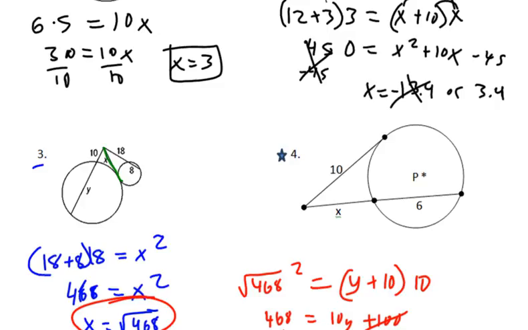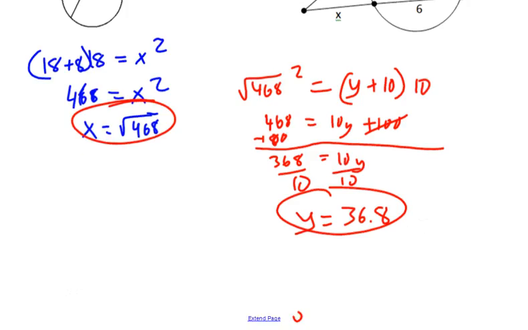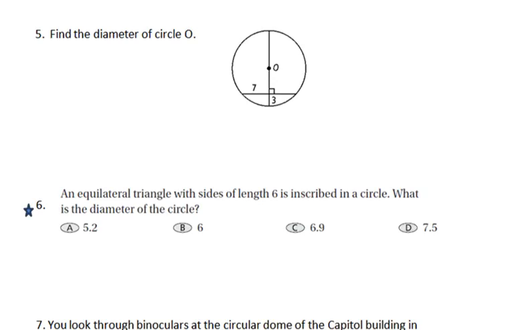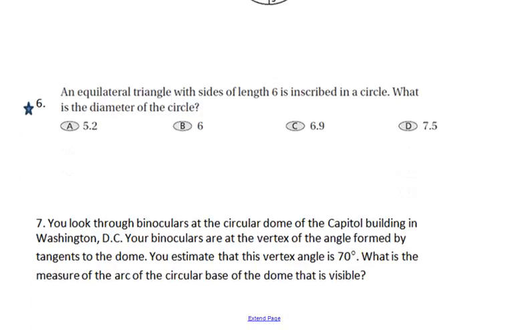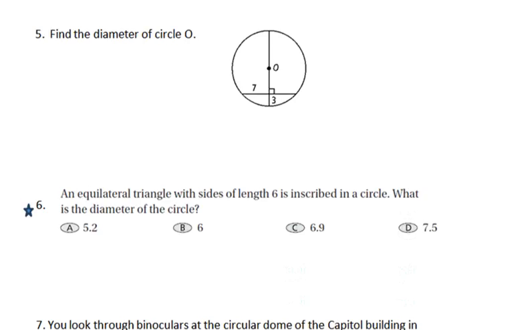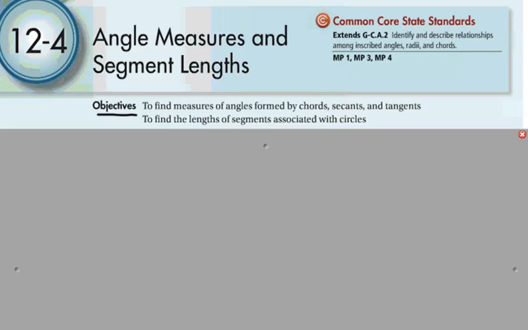There's lots more practice with this section that you can utilize. We have a few here, but for the sake of time, we're going to end it. This is already a long enough video. So take a look at the goals and see what you learned. A lot of stuff goes into this. Two goals: finding measures of angles formed by chords, secants, and tangents, and also finding the lengths of segments formed by those lines. All right? We'll see you next time.